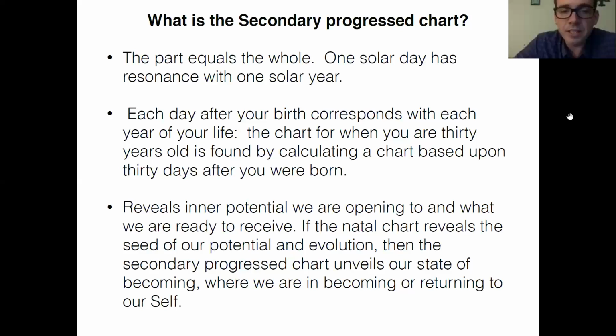Using an ephemeris is one great way to do this. As you get more comfortable with progressions, you'll learn to open up an ephemeris and get a really good feel for how somebody's progressions are going to play out for them, just from looking at the ephemeris. The meaning of the secondary progress chart is really about the inner potential that we have, what we're opening to in our life, and what we're ready to receive.